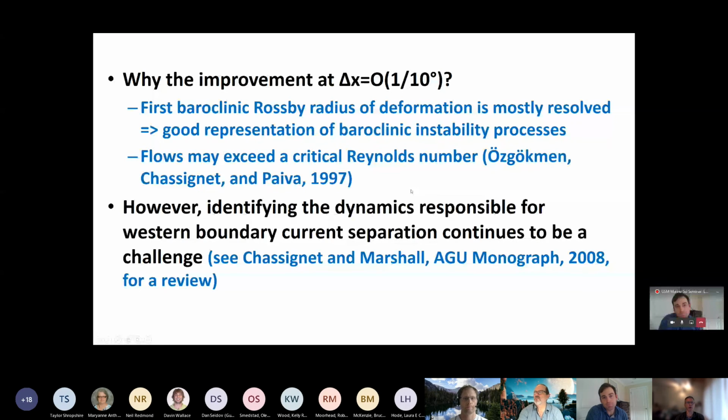So that brings me to the next step. Well, first, why is there an improvement when you go to 1/10 of a degree? It's because mostly the first baroclinic Rossby deformation radius is resolved. So therefore you have more instabilities. Also, an argument has been put forward that the flow may exceed the critical Reynolds numbers, or in other words, they are more inertial, and therefore can, in the case of the Gulf Stream, separate from the coast. But it's unclear. Even some models at 1/10 of a degree can separate well, some do not. So there are many factors. And in a review, more than 10 years ago, we tried to identify all the factors that could play a role.